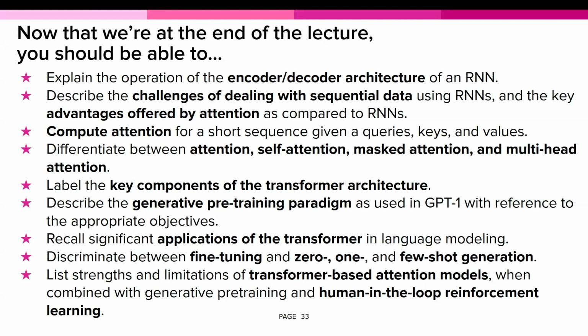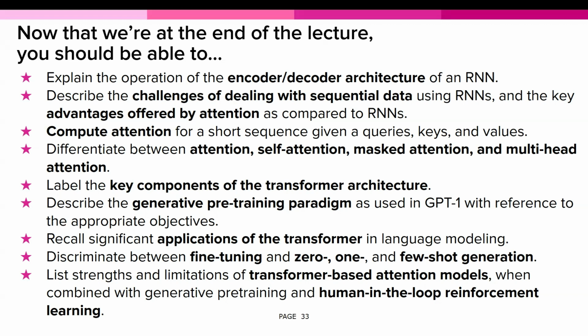We also talked about different flavors of attention. So there was self-attention, masked attention, multi-head attention. So hopefully we can tell those apart by now. We also spent some time on the transformer architecture. So we want to be able to at least label what those parts are and be able to explain their role in the transformer architecture as a whole. Also talked about the generative pre-training paradigm in GPT-1.